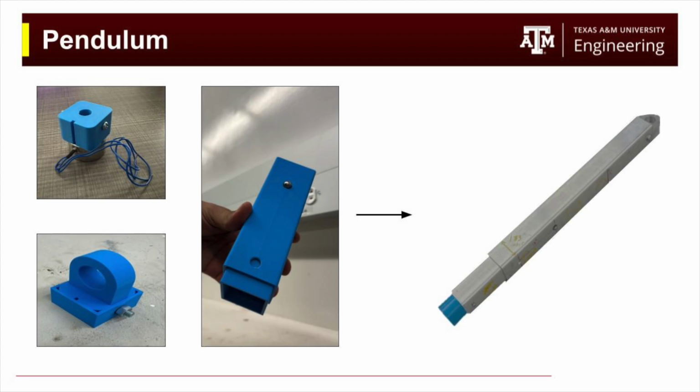The pendulum is the main focus of our physics exhibit. It consists of a lower square tube, an upper square tube, an electromagnet, and a shaft mount. The electromagnet bolts onto the mounting block seen in the upper left image. That block then bolts onto the end of the lower square tube. The shaft mount, which can be seen in the lower left image, bolts onto the upper square tube.